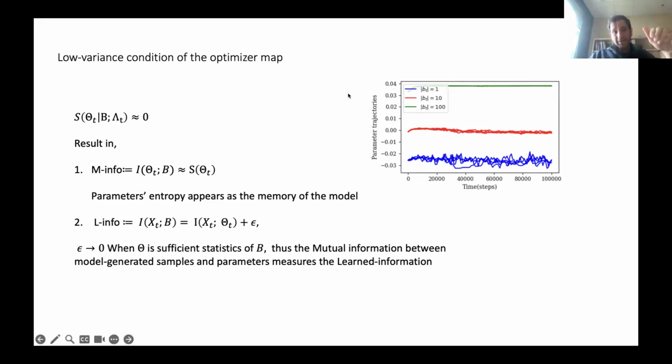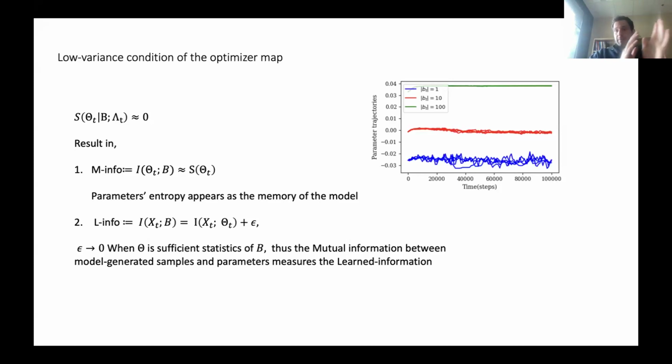That being said, it means that the accumulation of mutual information between B and theta mainly corresponds to the increase in entropy of your parameters. So the change of this is mainly due to the change of entropy of parameters. And there's another notion in information theory that we can use to reduce the mutual information between X and B to the mutual information between X and theta, and that is the sufficient statistic map.